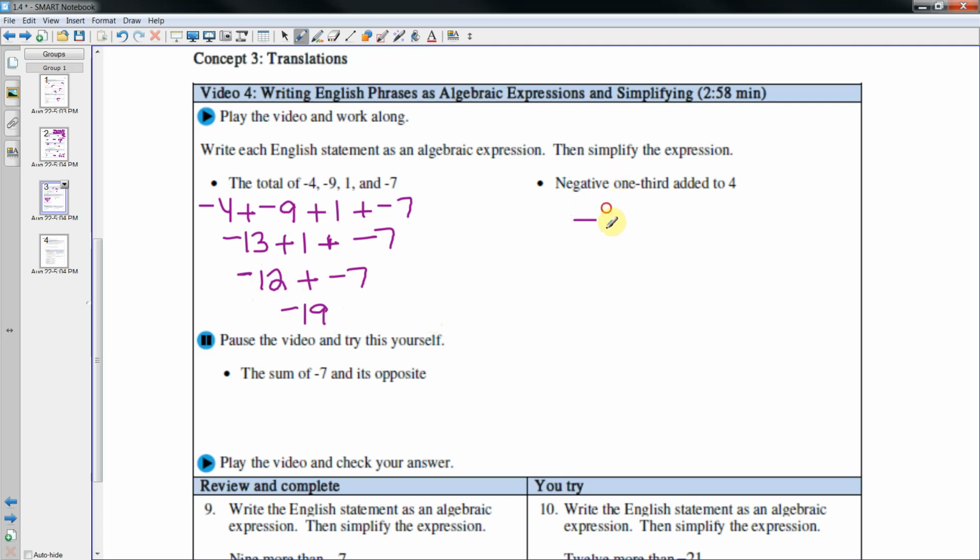Here's one, negative 1/3 added to 4. I'm going to put the 4 over 1 since I have a negative 1/3. The LCD is going to be 3, so that's going to be negative 1/3 plus 1 times 3 is 3, 4 times 3 is 12. So in this one, I'm going to have a 3 on the bottom because the 3 doesn't change in the denominator. Negative 1 plus 12, subtract and get 11. The 12 is larger, so it stays positive.